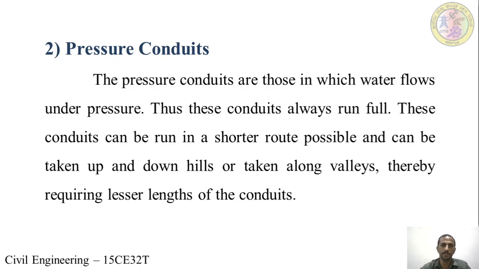Since water flows under pressure, we can follow the natural undulations of the ground, which is not possible in the case of gravity conduits. In pressure conduits, the hydraulic gradient line always lies above the conduit. Sometimes it may fall below the conduit, but the hydraulic gradient line is never allowed to fall below 7.8 meters of atmospheric pressure.